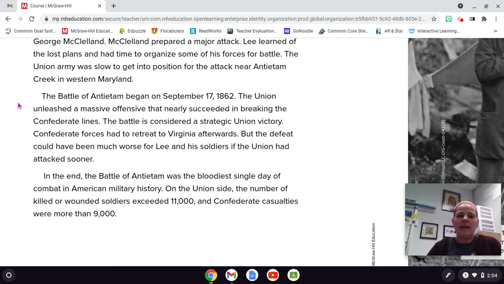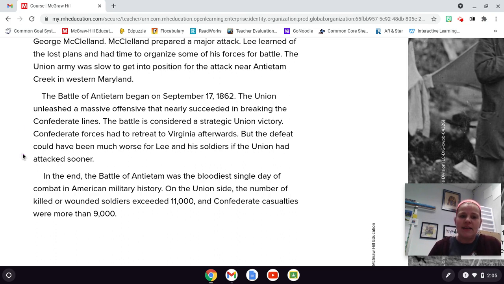The Battle of Antietam began on September 17th of 1862. The Union unleashed a massive offensive that nearly succeeded in breaking the Confederate lines. The battle is considered a strategic Union victory. Confederate forces had to retreat to Virginia afterwards, but the defeat could have been much worse for Lee and his soldiers if the Union had attacked sooner.